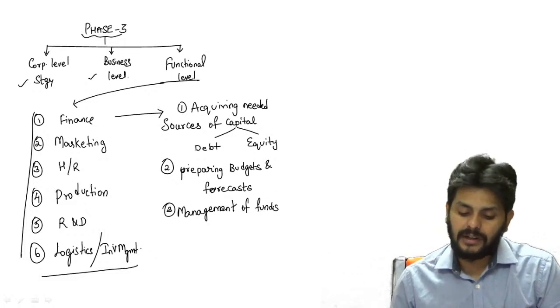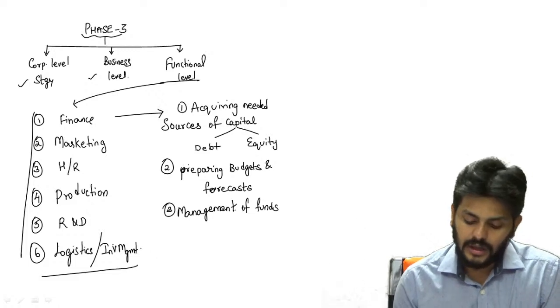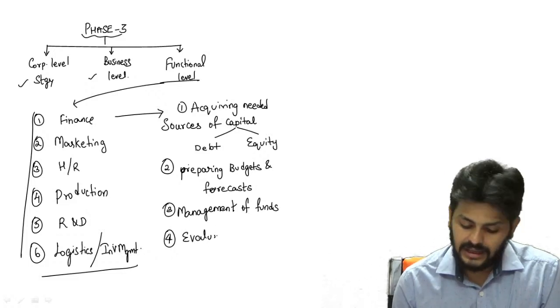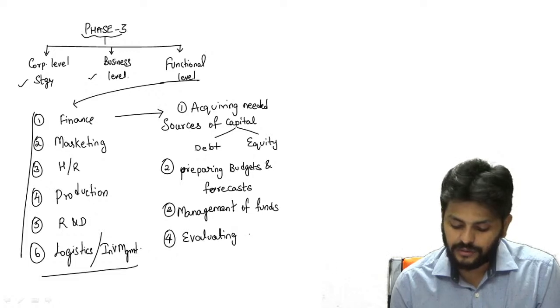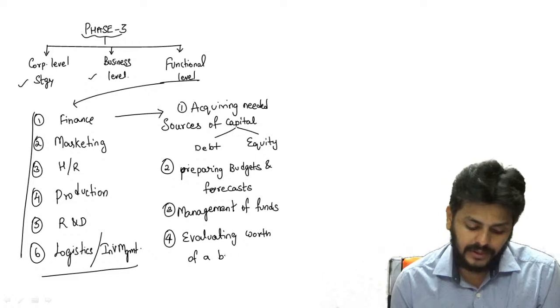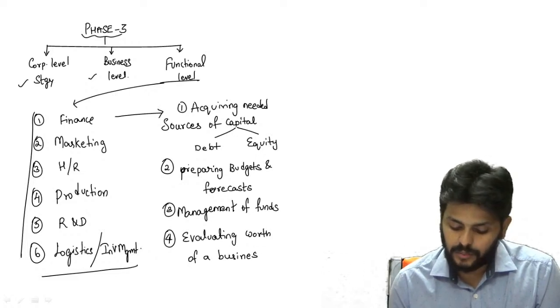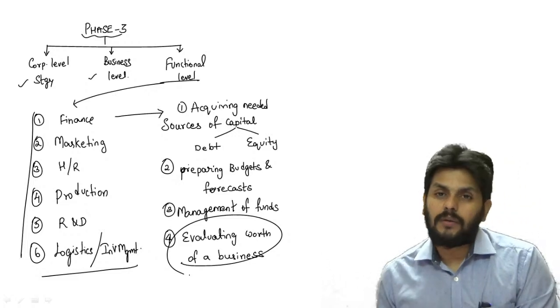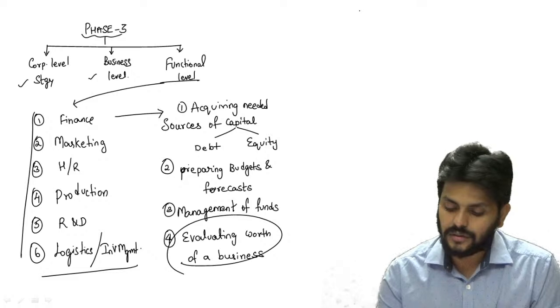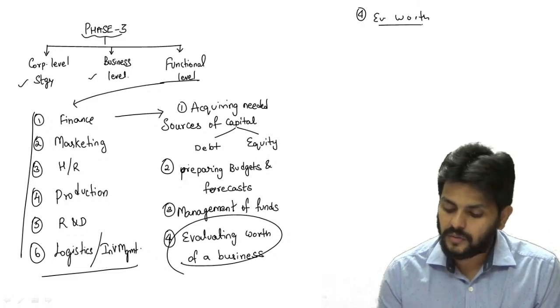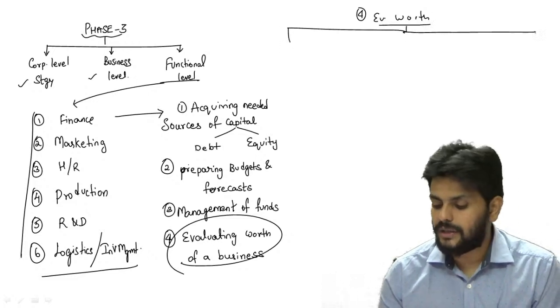So: acquiring sources of capital, preparing budgets and forecasts, management of funds, and towards the end a very important activity called evaluating worth of a business. This is potentially an exam question. We have 5 methods to evaluate the worth of a business, so I'm taking this topic separately here. I'm going to write all 5 parts here.